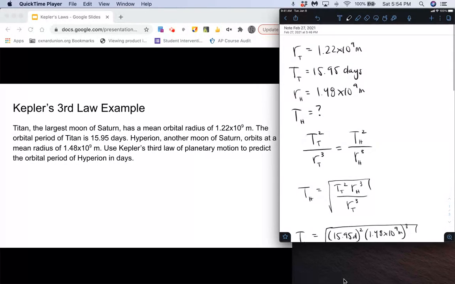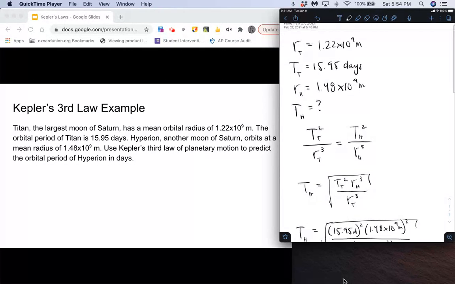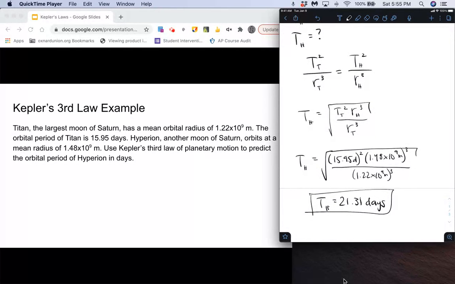Another thing you want to ask yourself here is, does this answer make sense? So if we look at the R distance of Titan versus Hyperion, Hyperion is farther away from Saturn, which means that the period should be longer. So the period for Titan is 15.95 days. The period for Hyperion is 21.31 days. So this answer does make sense.